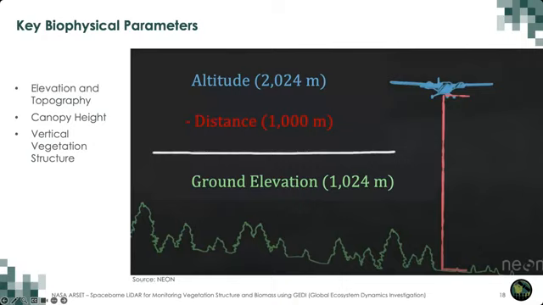LiDAR captures the 3-dimensional distribution of vegetation elements, revealing canopy layers, understory density, and structural complexity that cannot be observed with passive optical sensors. These structural measurements support forestry applications, wildfire applications, and conservation applications.